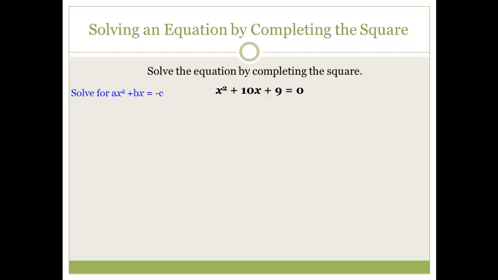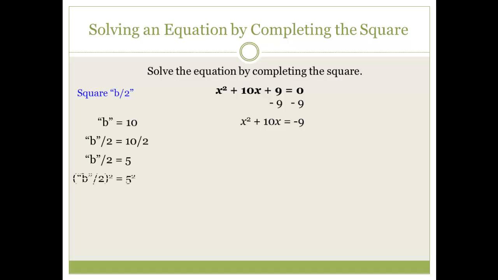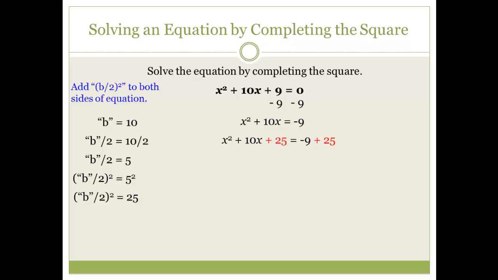First, we must solve for ax squared plus bx equals -c. We subtract 9 from both sides of our equation. Our new problem reads x squared plus 10x equals -9. Always remember to make sure a is equal to 1. Following this rule, identify b, solve for b over 2, and then square b over 2, which in this case is equal to 25. Now, we must add b over 2, quantity squared, to both sides of the equation.